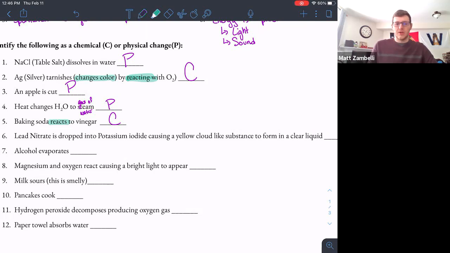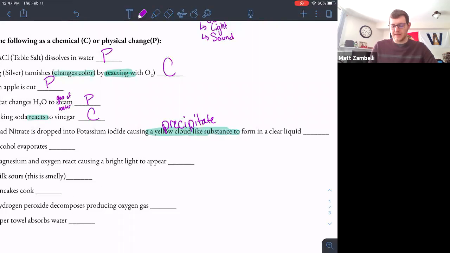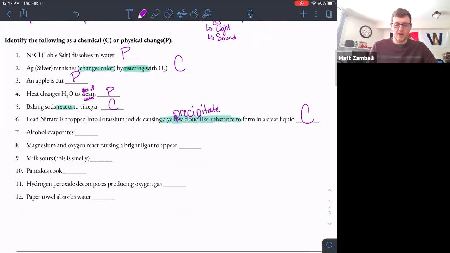All right, the majority of people who answered did say chemical, and they would be correct because we form this yellow cloud-like substance. So this part right here, that's going to be our precipitate. So a cloud-like substance is going to be our precipitate, which means it's going to be a chemical change. All right, what about if alcohol evaporates? What do we think, physical or chemical?